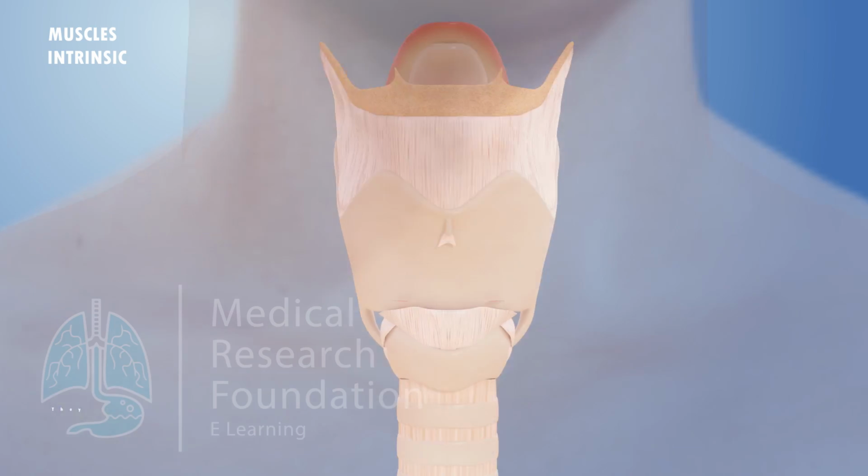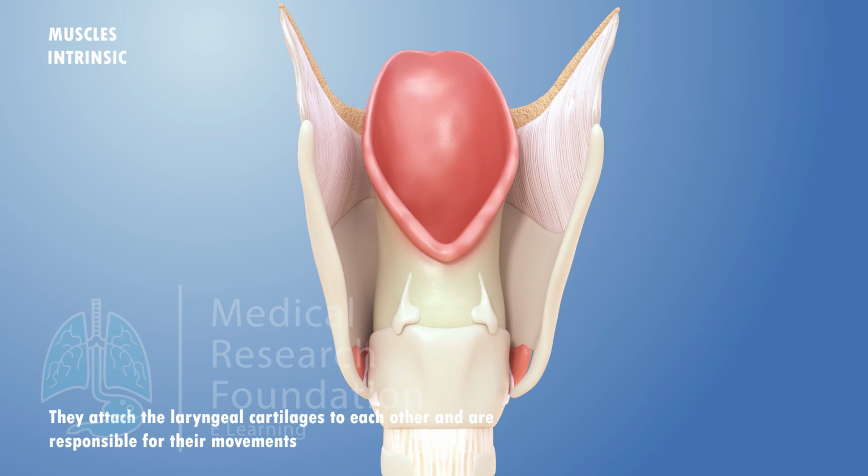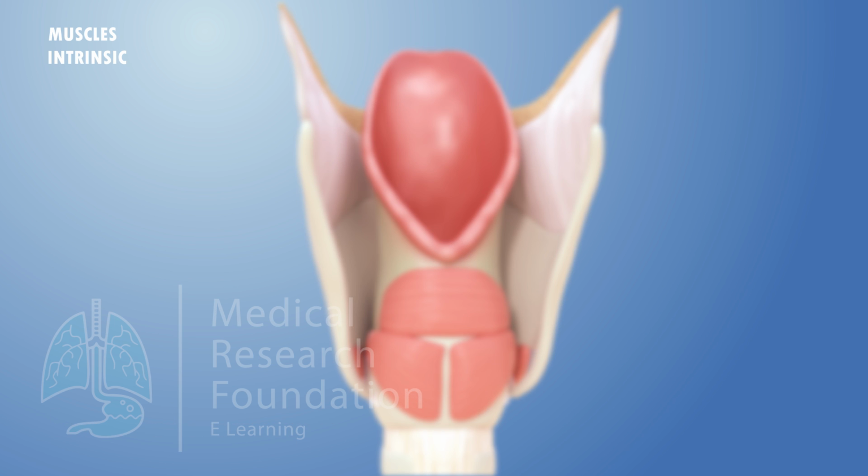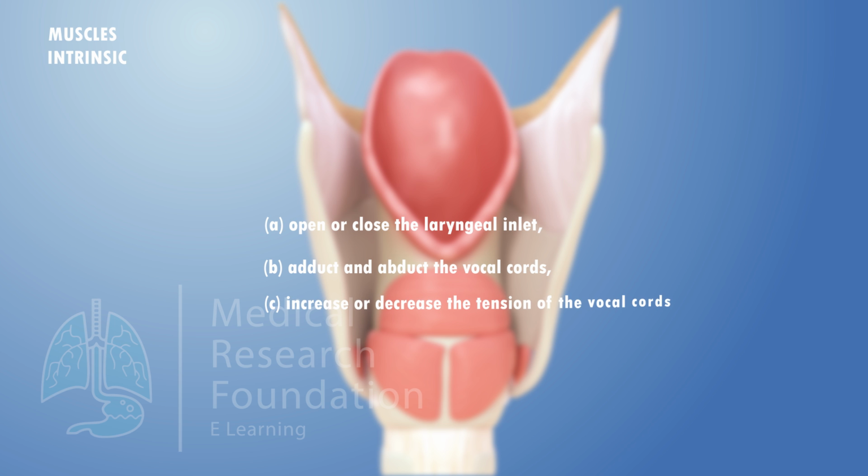Intrinsic muscles attach the laryngeal cartilages to each other and are responsible for their movements. Their main functions are to open or close the laryngeal inlet, adduct and abduct the vocal cords, and increase or decrease the tension of the vocal cords. Thus, according to their actions, intrinsic muscles of the larynx are arranged into the following groups.